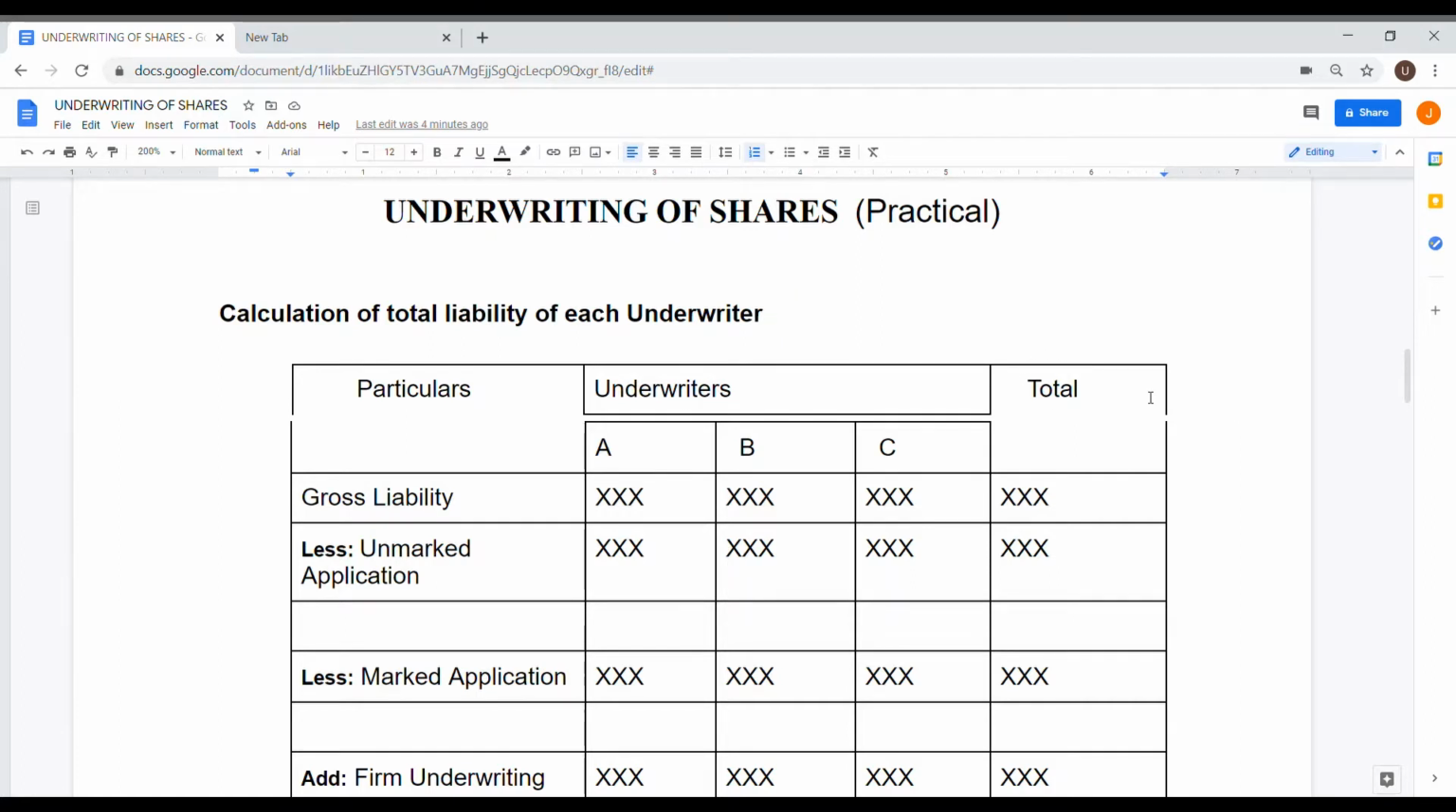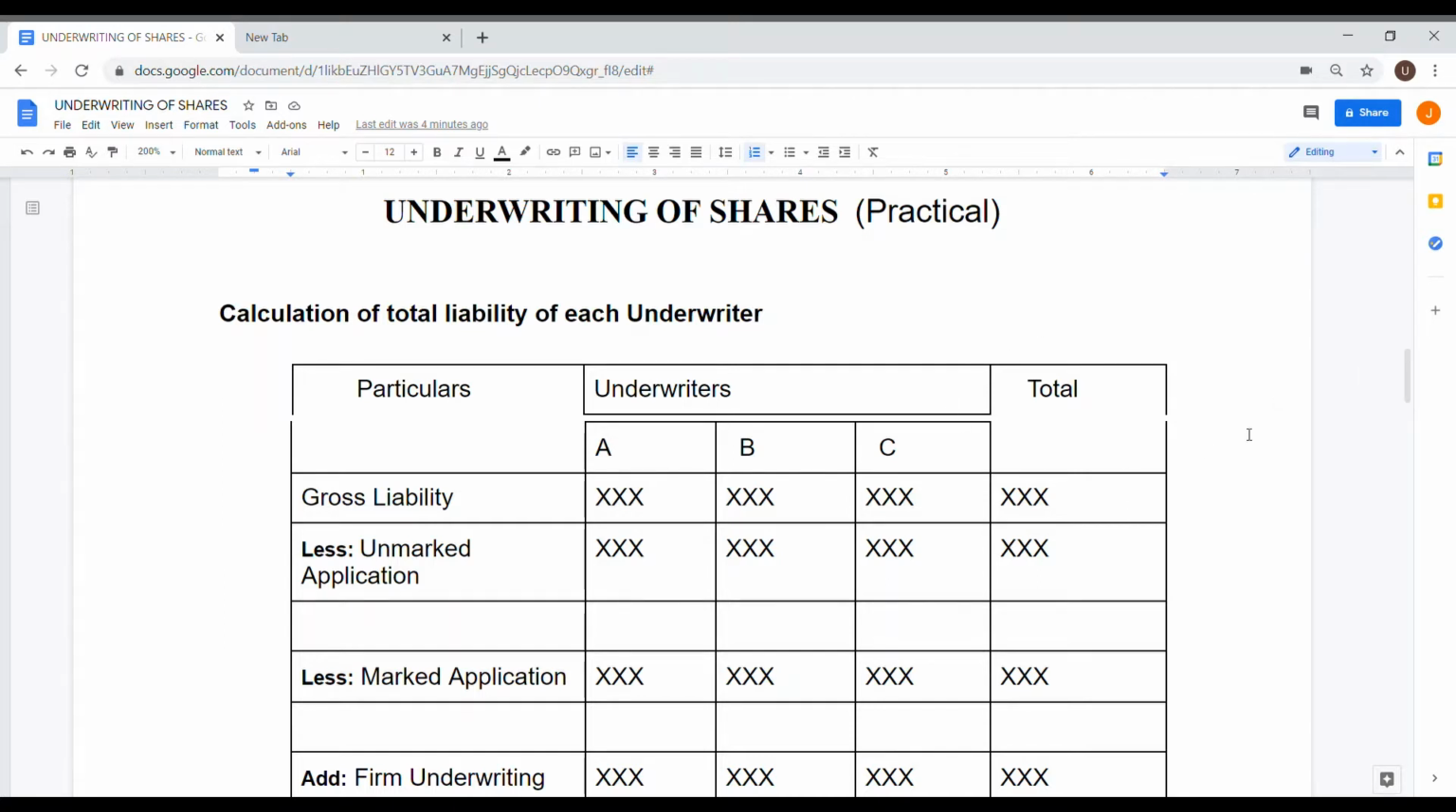So in this video we'll be doing the practical sums under underwriting of shares. In my last video I had done the theory. If you have any doubts regarding those, you can put them in the comment section. Today we'll be doing the 6 marks problems.